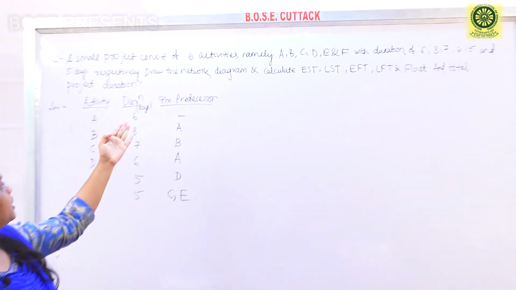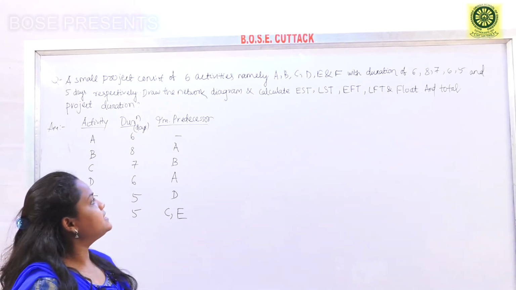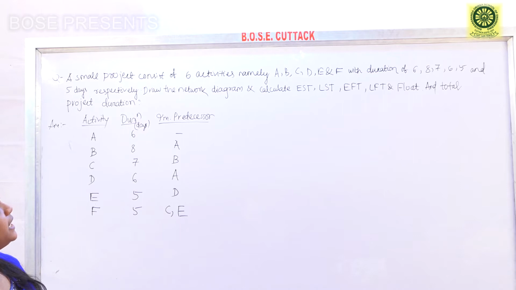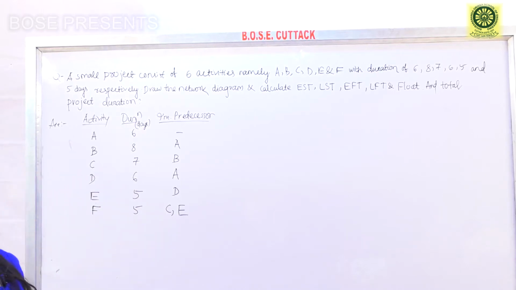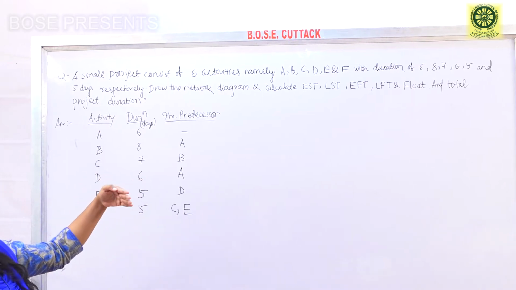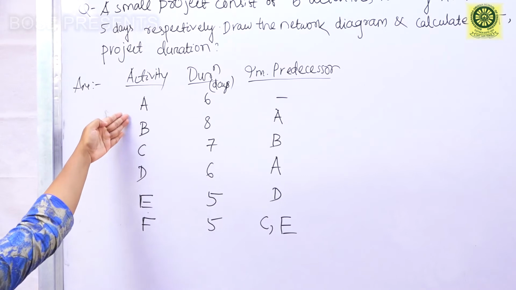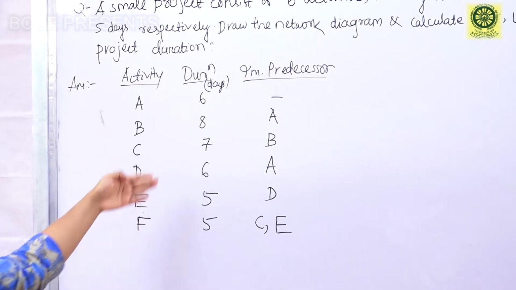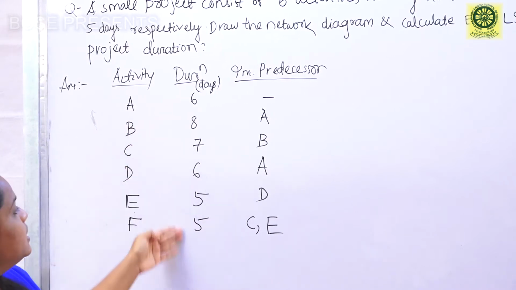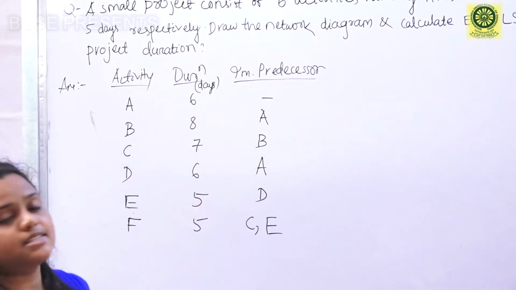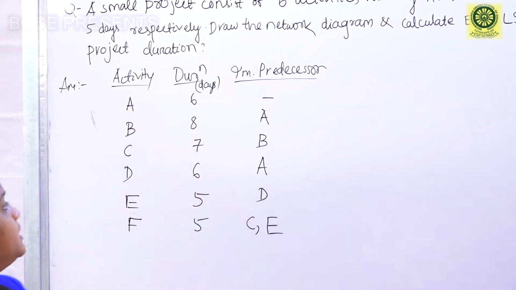We have to draw the network diagram and then calculate EST, LST, EFT, LFT and float, and finally the total project duration. So before going to solve that, we have to draw a table. Here I have written these activities, then the duration required to complete those activities, and the immediate predecessor activities.